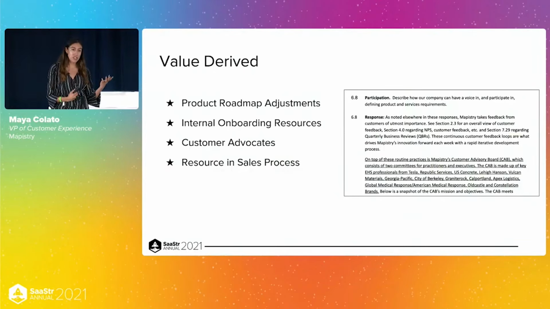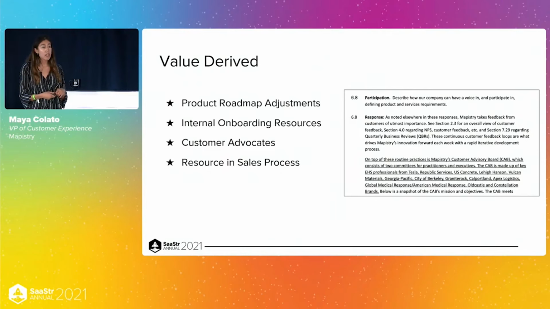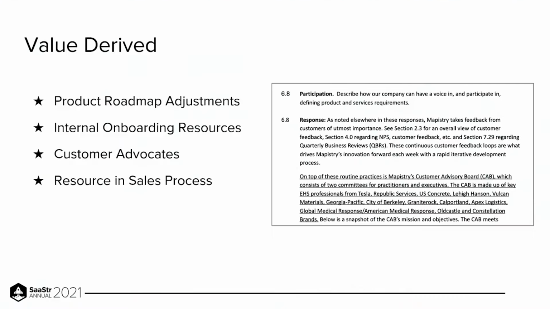Lastly, and maybe the one that we didn't expect the most, is a resource in the sales process. On the right-hand side is a screenshot of an RFP from a recent Fortune 500 deal, and in section 6.8, they asked how they can actively voice, participate, and influence the products that they might buy. In our response, of course, we highlighted our CS program.